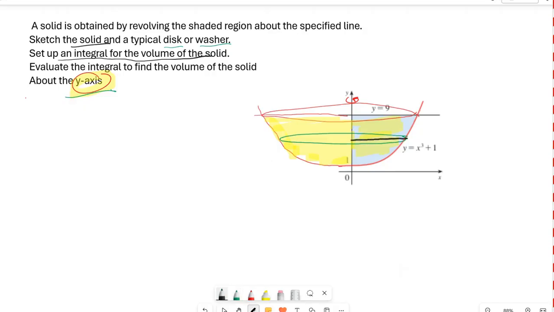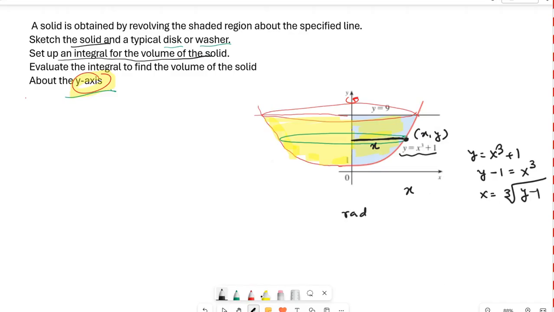Let's figure out what the radius of this circle is. If this point is on the curve (x, y), the horizontal distance is x. Therefore, the radius of your disk is x. But we know y is equal to x cubed plus 1. So how do you find x from there? y minus 1 equals x cubed. x would be equal to the cube root of y minus 1. So the radius of your disk is x, which is the cube root of y minus 1.